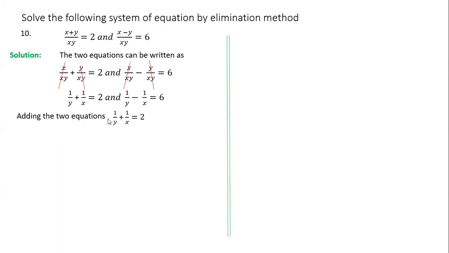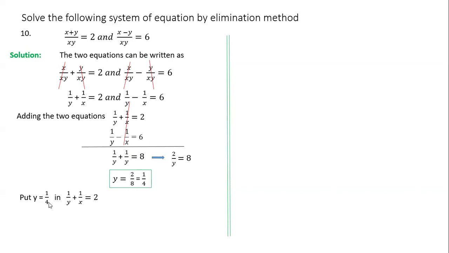So adding the two equations. 1 upon y plus 1 upon x is equal to 2. 1 upon y minus 1 upon x is equal to 6. Add the two. So plus and minus will cancel. So 1 upon y plus 1 upon y is equal to 2 plus 6 is 8. Here what is common? y is the denominator. So it becomes 1 plus 1 is 2, 2 upon y is equal to 8. So y is equal to 2 upon 8 is equal to 1 upon 4. We can take y this side. It was 8y. Keep y here. Bring 8 down. So 2 upon 8 equal to 1 upon 4.